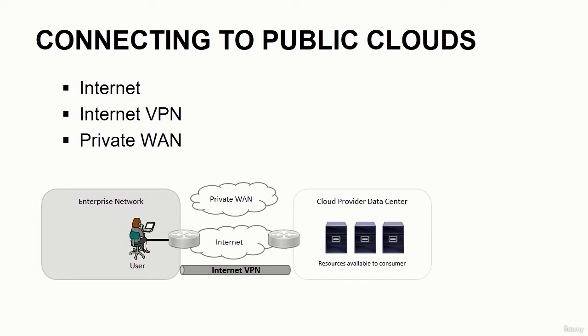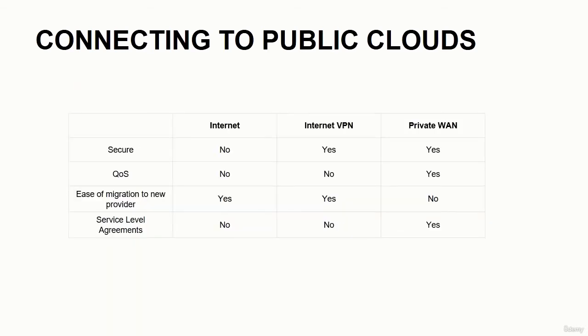There are three methods in which this can be done. It can be done over the internet, but through a virtual private network or VPN, but also over a private WAN. When connecting to public clouds, each of these methods that we talked about, internet, VPN, and private WAN, have some strengths and weaknesses, as you can see in the table.